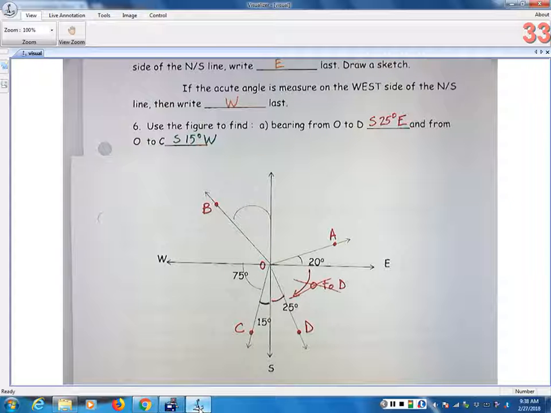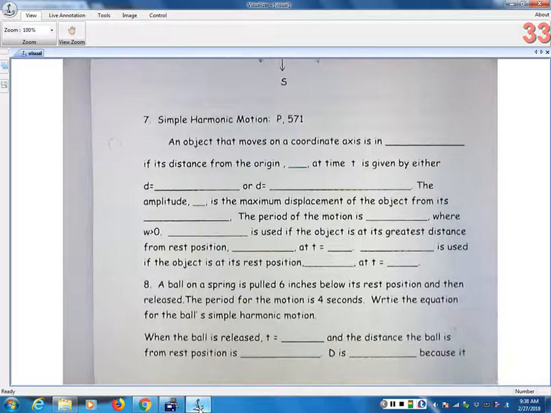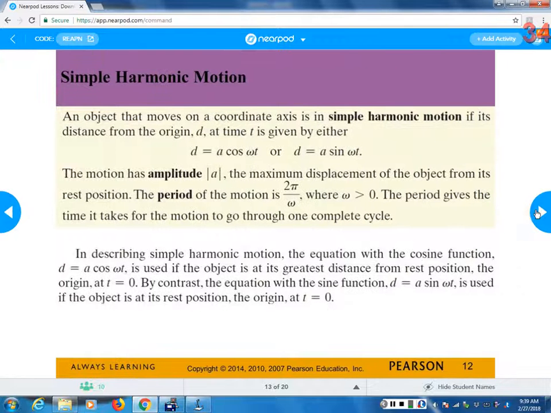There's just an extra credit question on the test on that. Now, simple harmonic motion. So I'm going to go ahead and move the slide. Okay, here's simple harmonic motion.